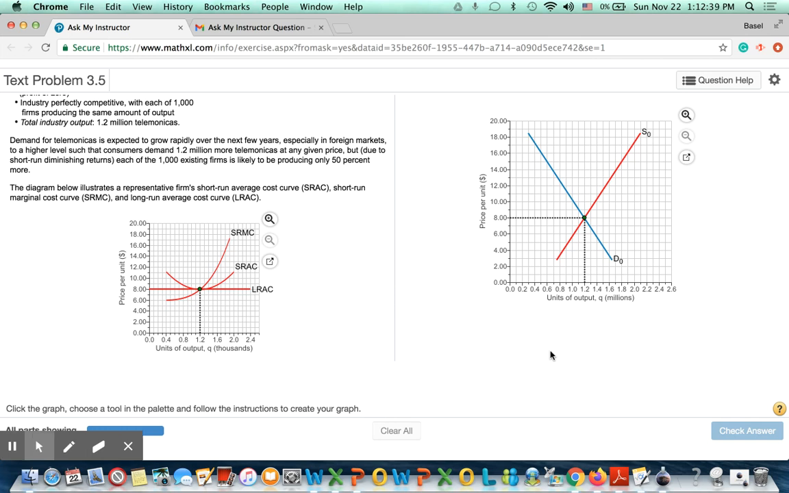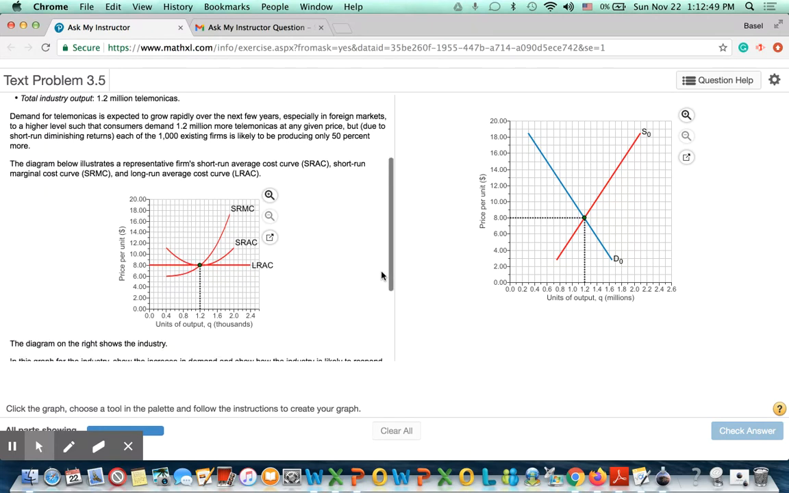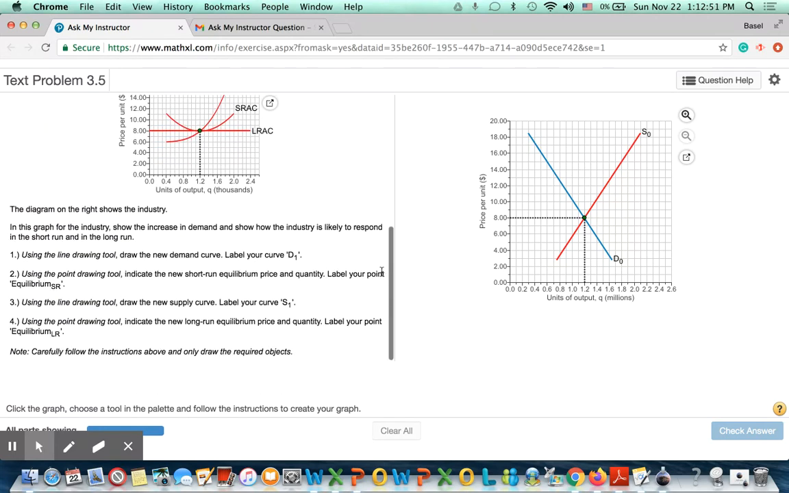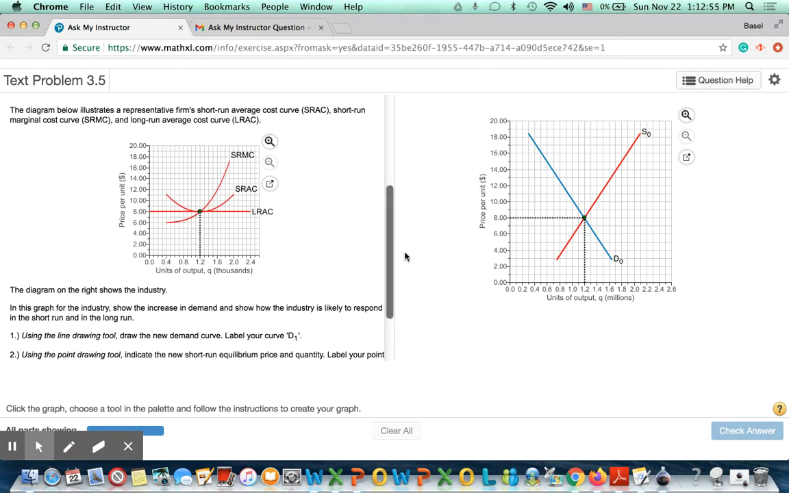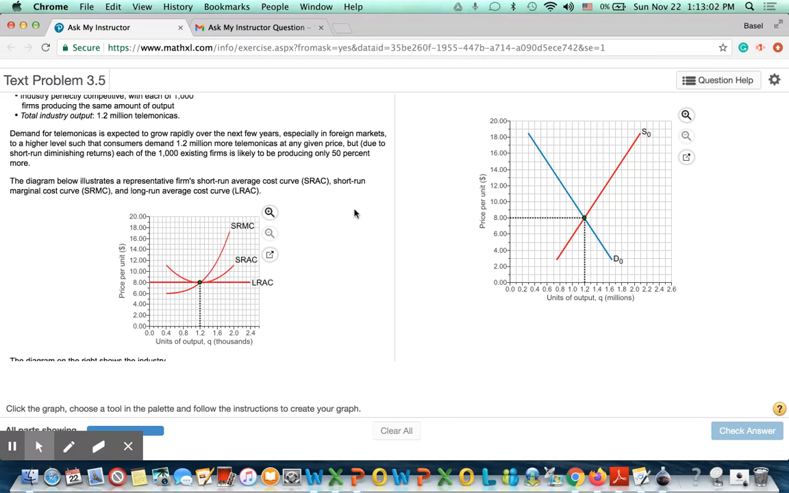Hi, this is question number 19 from chapter 9. I've received several inquiries about this question. It's seemingly difficult, but if you understand the main principles, it should be pretty easy to do. So let's try first to relate it to the discussion we had in class.